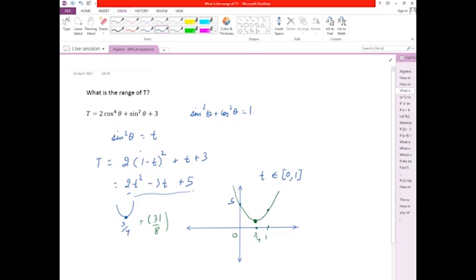So you know what is happening between 0 and 1 to the function. The minimum is fairly clear. Between 0 and 1, the minimum is at 3 by 4, and the minimum value is 31 by 8. The maximum, you will have to check for both of these values. We checked right now. For 0, it is 5. For 1, it is 4. So the maximum will be 5 for t equal to 0, and hence the range becomes 31 by 8 to 5.